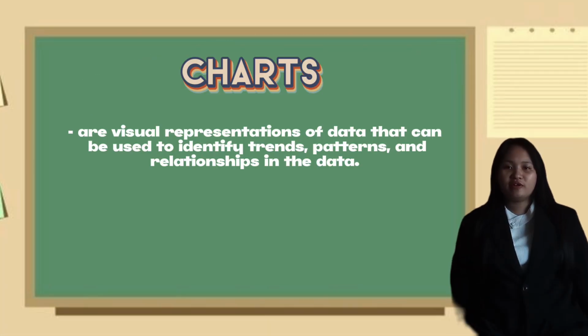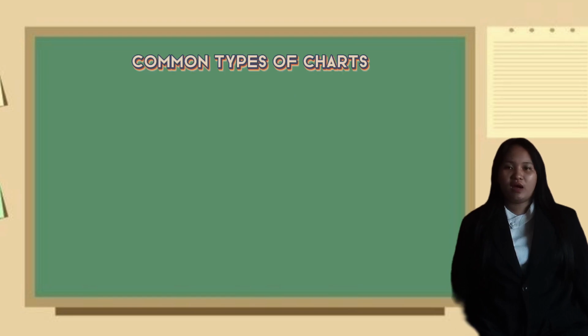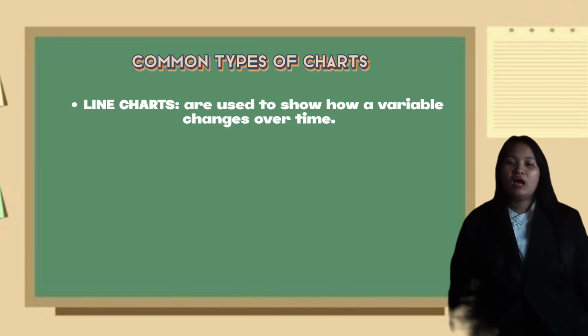Charts are visual representations of data that can be used to identify trends, patterns, and relationships in the data. Common types of charts used to visualize time series data include line charts. Line charts are used to show how a variable changes over time.